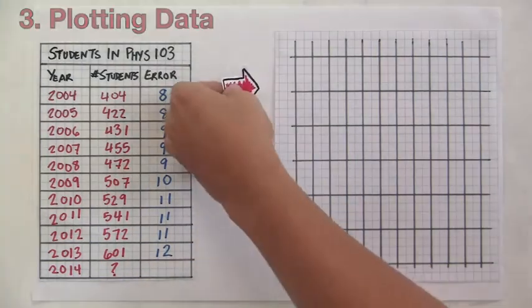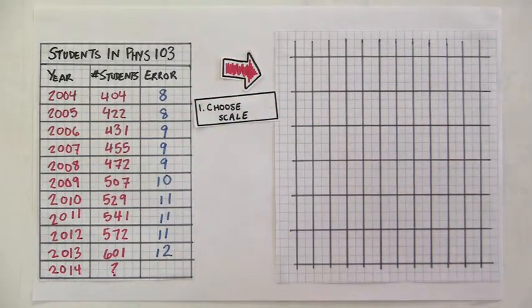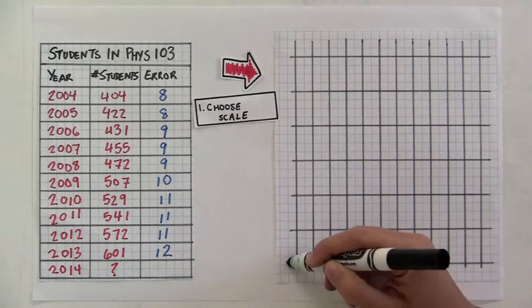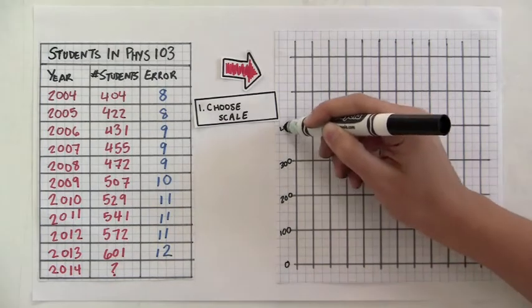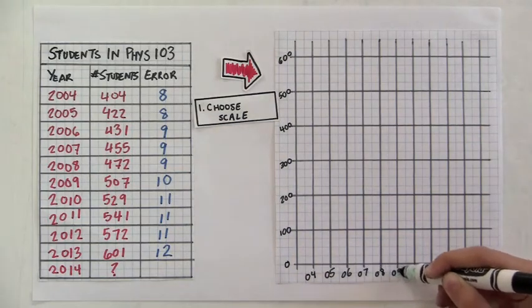Now we will plot the data. First, we must choose a scale for our x and y axes. For the x-axis, we will plot the year, and the y-axis will be the number of students. The y-axis scale will start at 0 and scale up to 650 students, while the x-axis will start in 2004 and go till 2014.